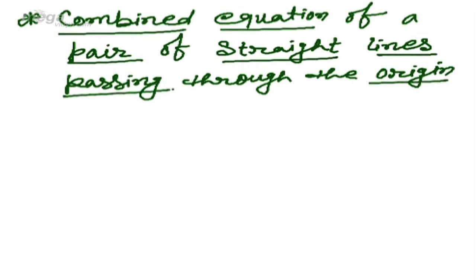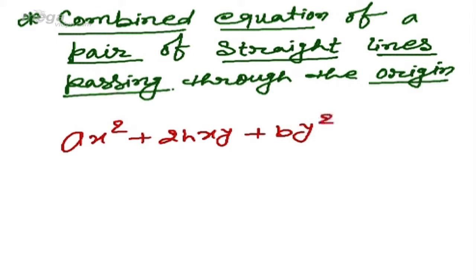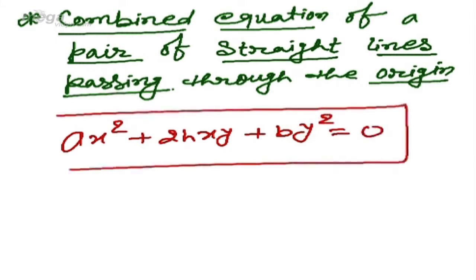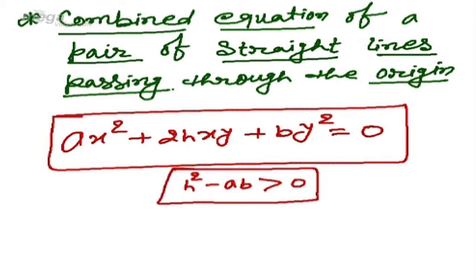So student, here this is the equation ax square plus 2hxy plus by square is equal to 0. This is the combined equation of the pair of straight lines passing through the origin. Here the condition so that these two straight lines will be real is h square minus ab is greater than 0. Why do we need this condition?